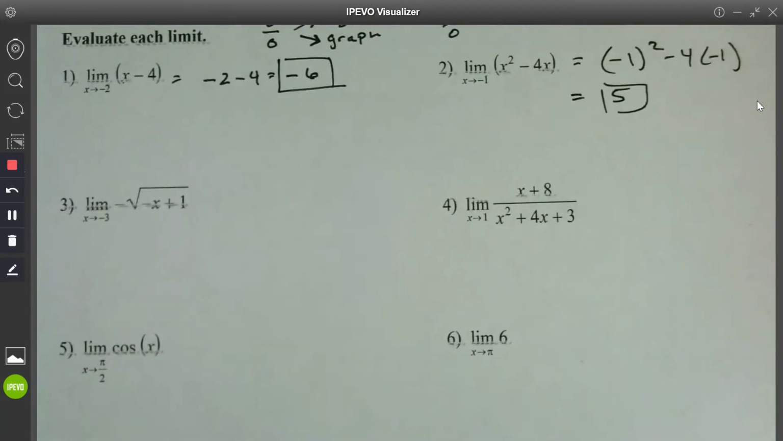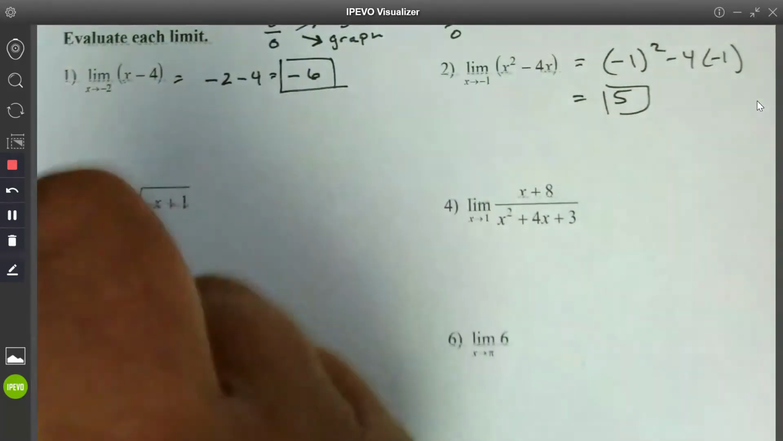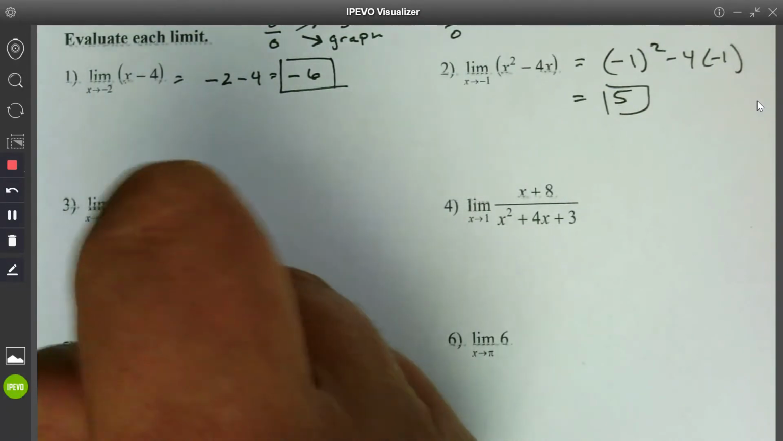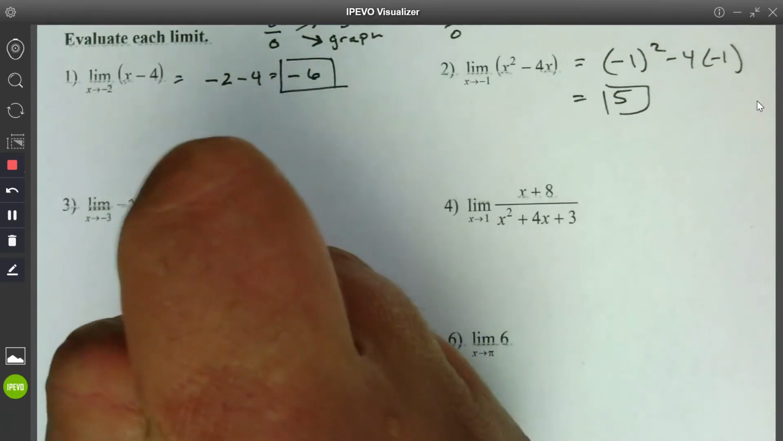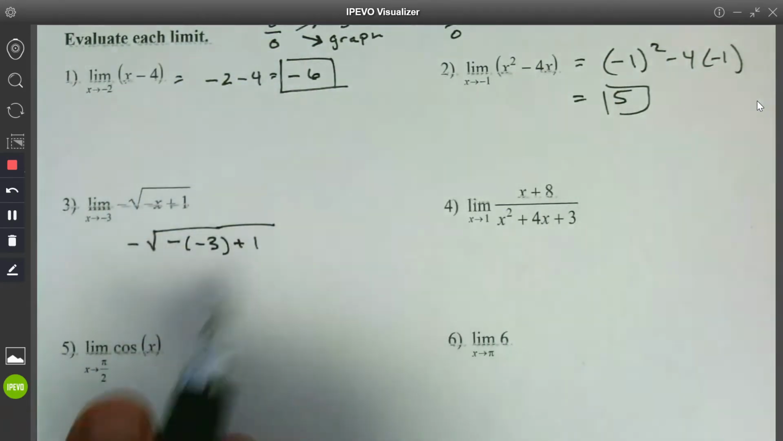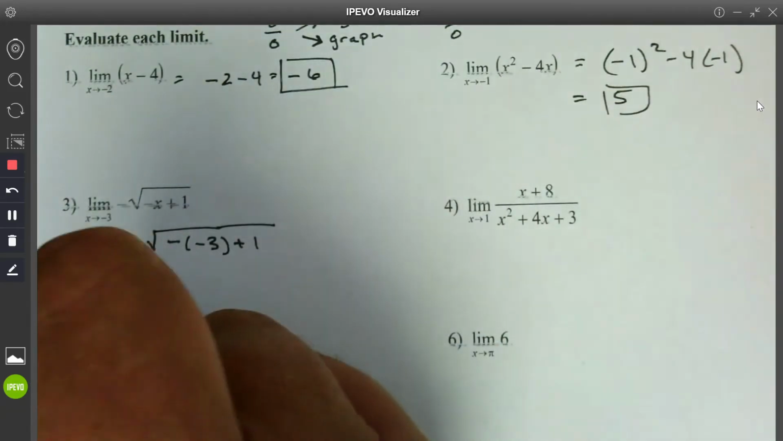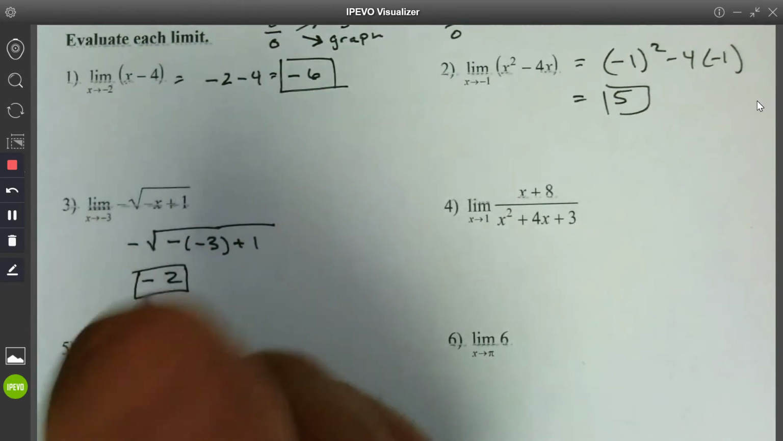Number 3 reads the limit as x goes to -3 of negative square root of -x plus 1. So again, we can do this by direct substitution. We got negative, square root, negative, put in a -3 here, and simplify that. The opposite of -3 would be 3. 3 plus 1 is 4. Square root of 4 is 2, so we end up with -2.